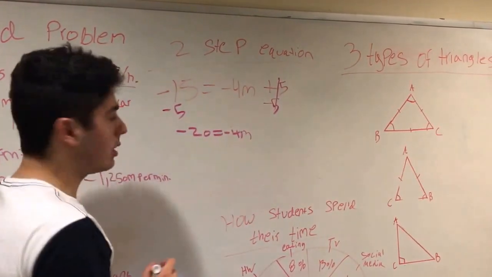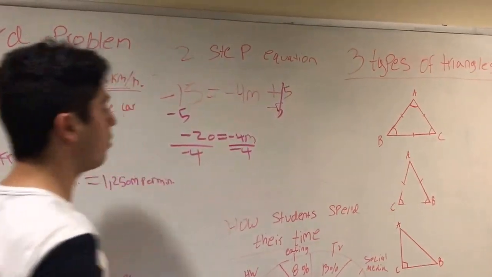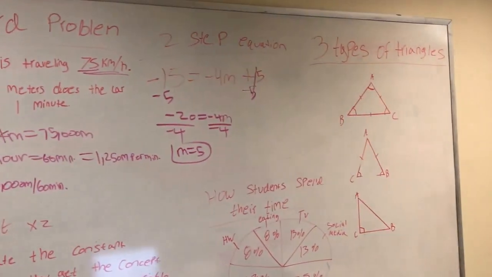Now we have a simple one-step division equation. We're going to drop the negative 4, drop the negative 4. Can someone tell me what the final answer is? Chris? Would that be 5? And it's 5 and not negative 5? Why is it not negative 5? Because the negatives cancel out, yeah, perfect. Double negative always equals a positive. So it's m equals 5. Final answer.